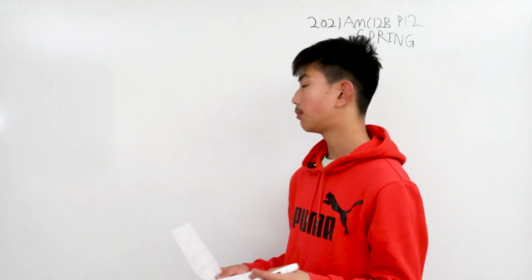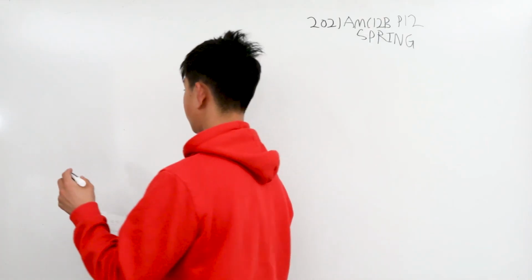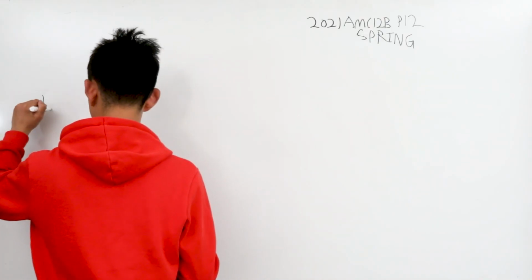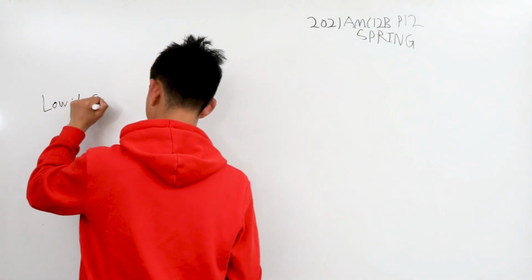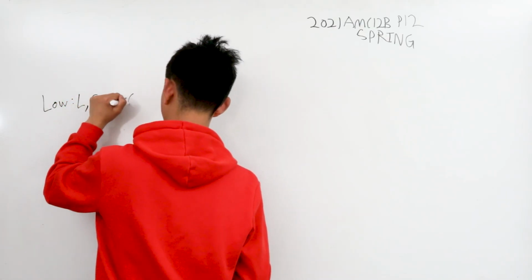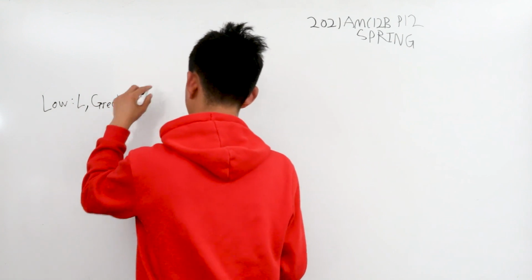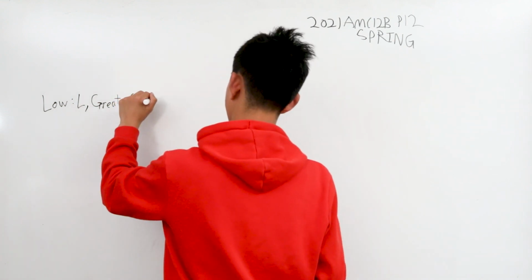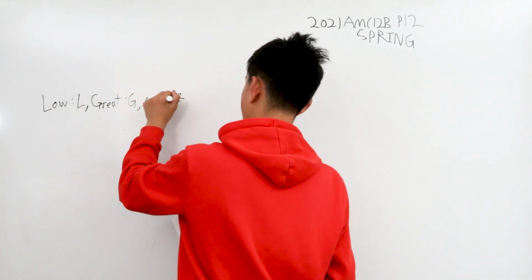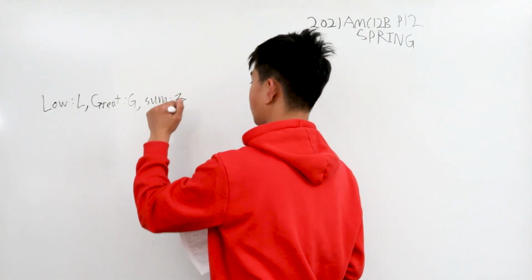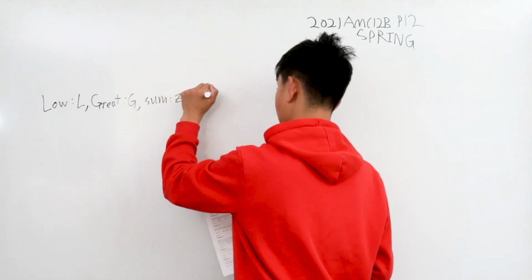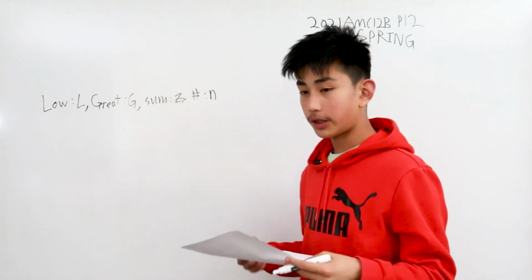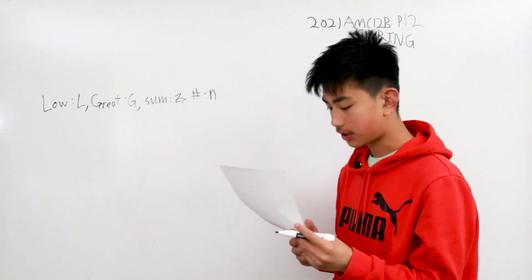So for this problem, we can set variables to make things easier for us. For the lowest integer, set lowest to L, greatest to G, and sum to be Z. And the number of integers is just n. Then we can start interpreting these statements.